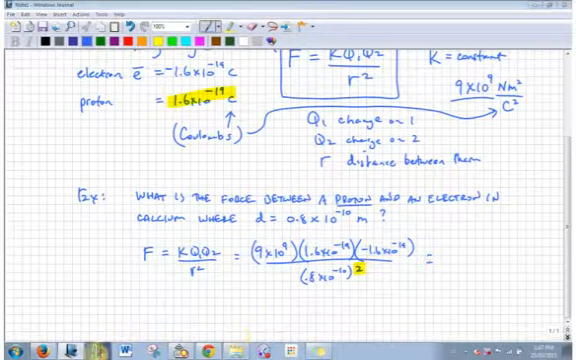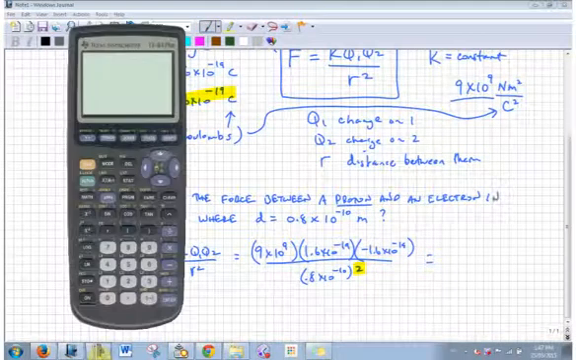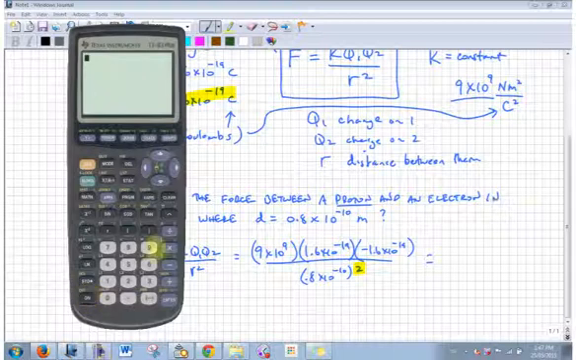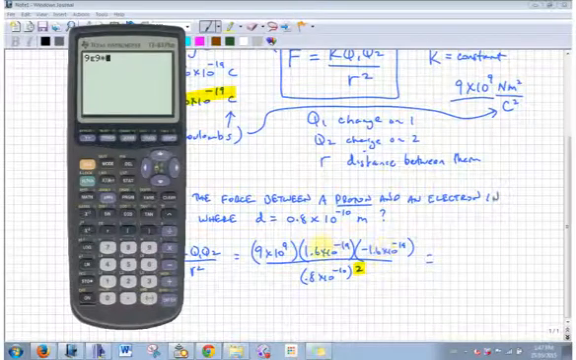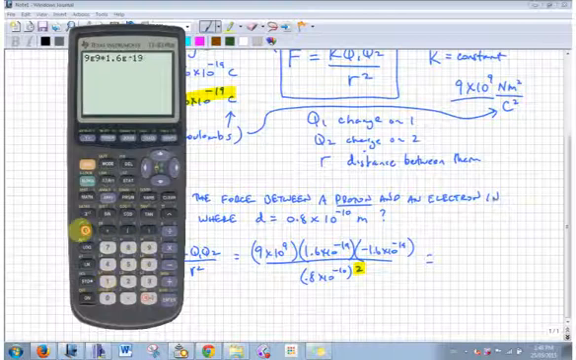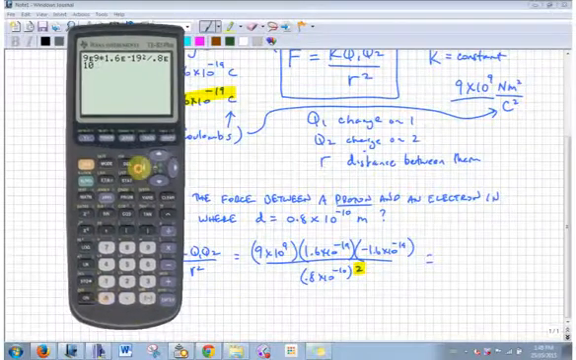Okay, and just like the universal law of gravitation, the rest is just a calculator exercise. 9 to the exponent of 9 times, now are you going to enter this twice? Or are you guys going to be smart and enter it once and square it? That's what I thought. Squared divided by 0.8 to the exponent of negative 10. Whoop, negative.